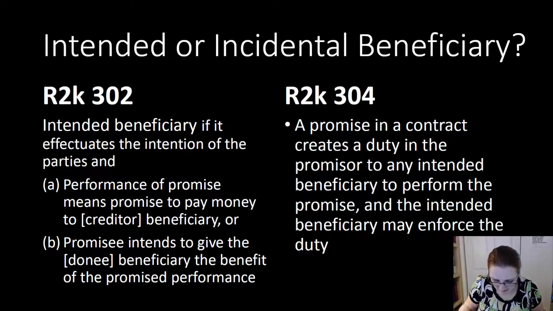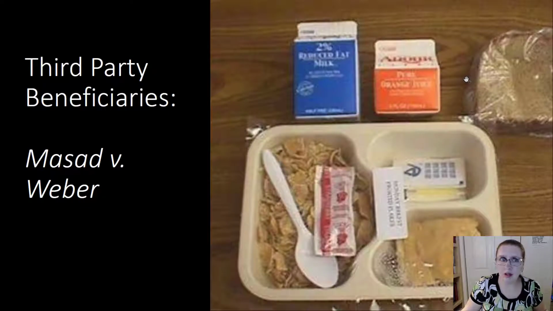And there, I think the fact that the contract specifically mentioned that the construction schedules must comport with Kmart's requirements and that drawings had to be submitted to Kmart, warranties were to be executed in Kmart's favor. There was enough indicia within the contract itself that the interests of Kmart were incorporated into the contract that the court was able to find, yes, Kmart was an intended beneficiary, not merely an incidental beneficiary. And R2K 304 is where we find this proposition that these intended beneficiaries have the right to enforce contract. So we will talk about the Masad v. Weber case together in class.